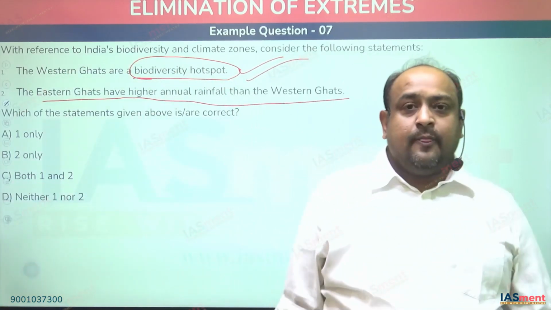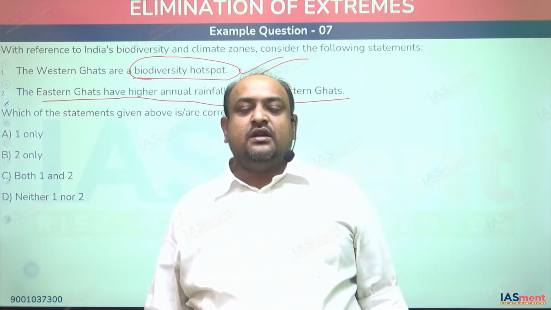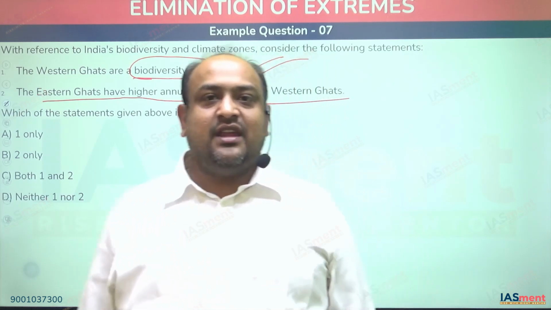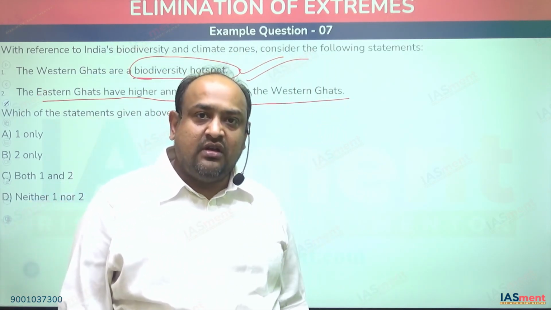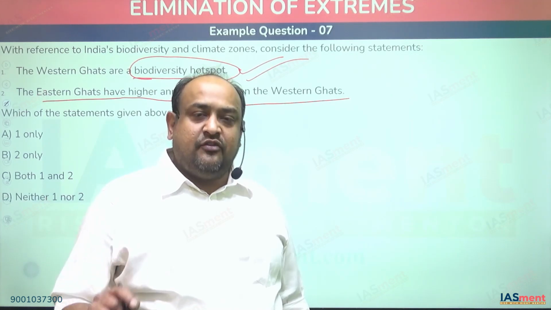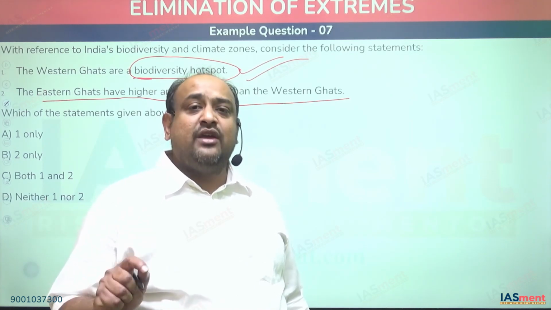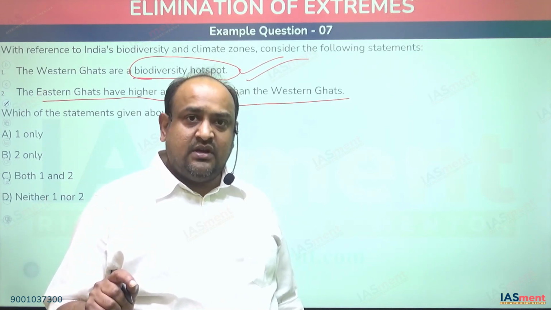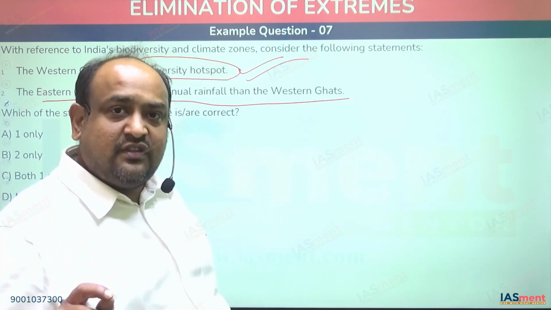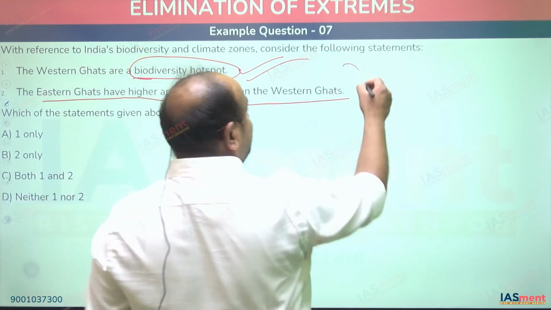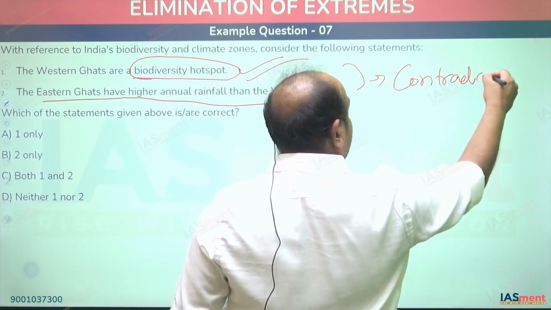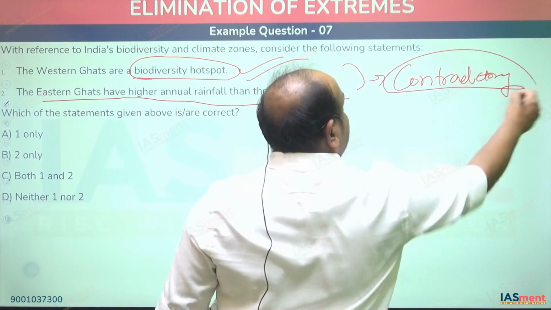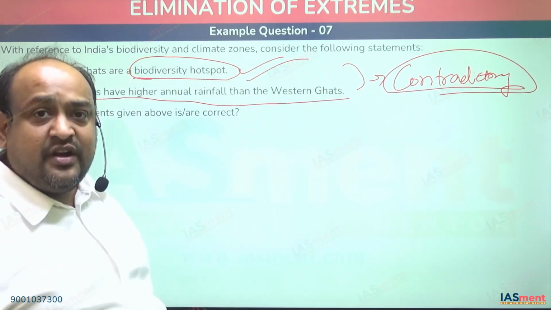And if one area receives higher rainfall and the other area receives lesser rainfall, whichever area receives higher rainfall will be more biodiverse. Okay? If this is the thing, then both the statements are what? Contradictory. Both the statements are contradictory.